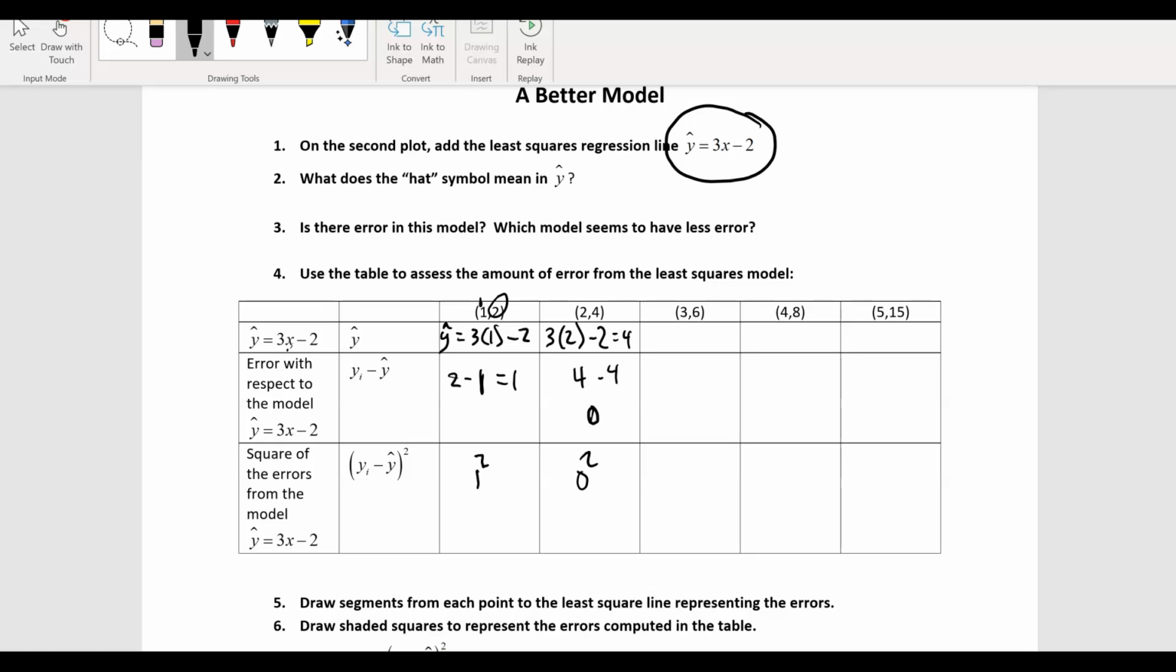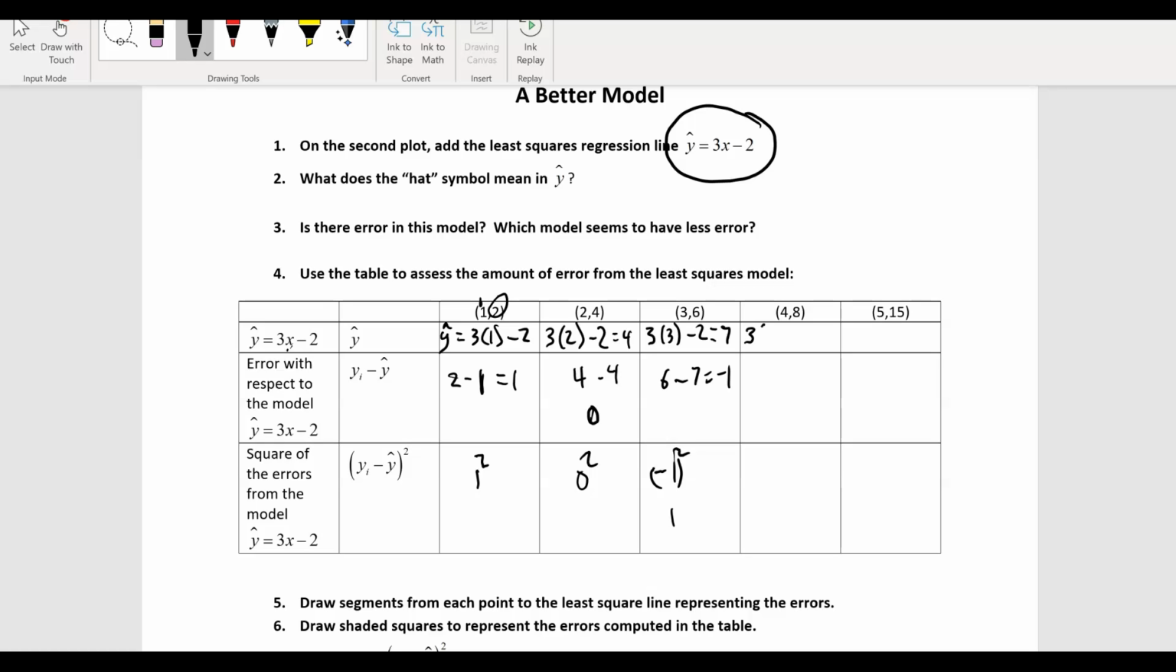Okay, so here what's our predicted value? 3 times x, 3 times 3, minus 2. So 9 minus 2 is 7. We take our actual minus predicted. 6 minus 7 is negative 1. And then down here, we're squaring that negative 1, right? Which is just 1.